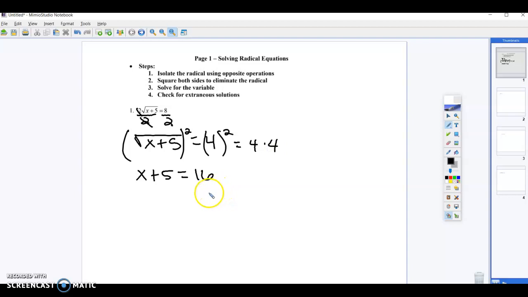Okay? Alright, so then we want to get x by itself, so we're going to subtract 5 from both sides, and that's going to give me x equals 11. So that's taking me up to step 3.